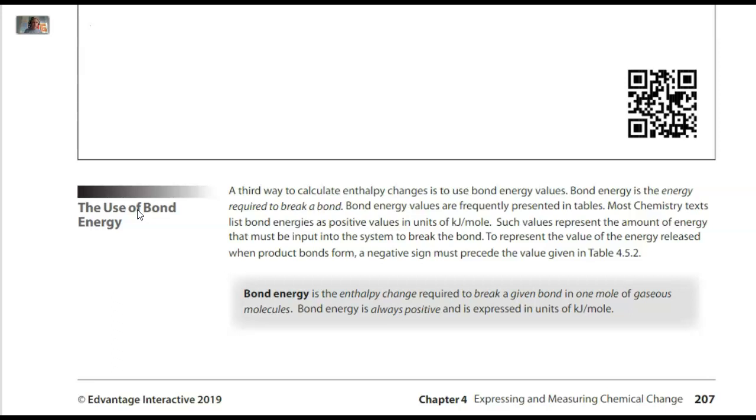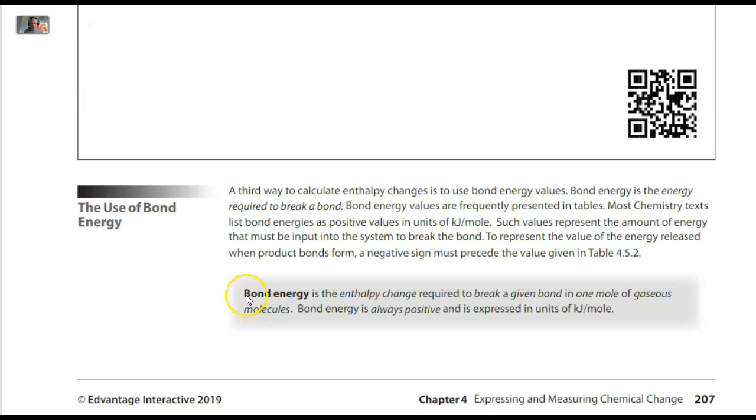And that's what we're going to be doing, using a table of bond energies or bond enthalpies that allow us to predict how much energy it takes to break all the bonds, predict and calculate how much energy comes out when all the bonds form, compare those values, and figure out what the overall delta H is.